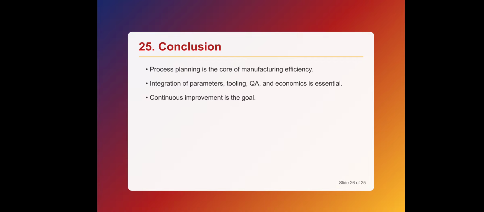So, coming to the conclusion, process planning is the core of manufacturing efficiency. The integration of parameters, tooling, QA, which means quality assurance, and economics is essential. So continuous improvement is the goal to improve process planning activities.